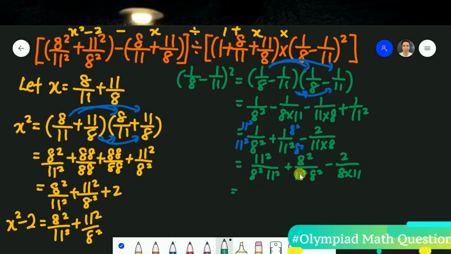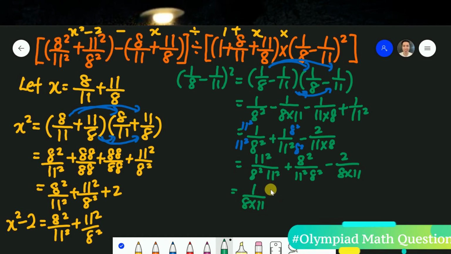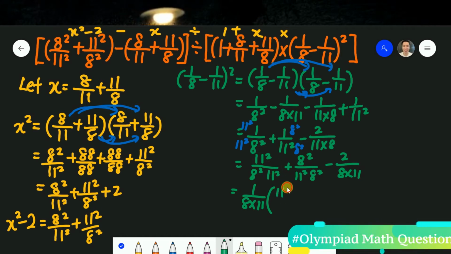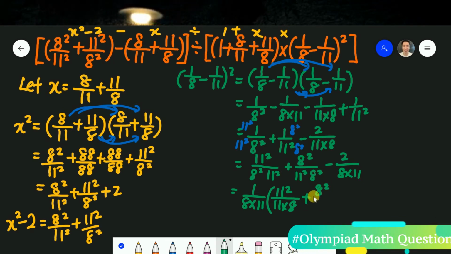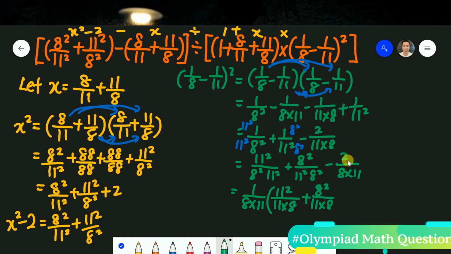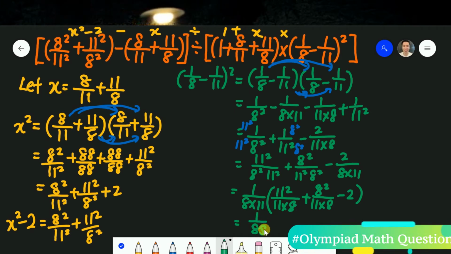Next, we can factorize this out. We take out 1 over 8 times 11. Inside, we are left with 11 squared over 11 times 8, and 8 squared over 11 times 8. Taking out 1 over 8 times 11 from the last part leaves minus 2. So here we get 1 over 88.